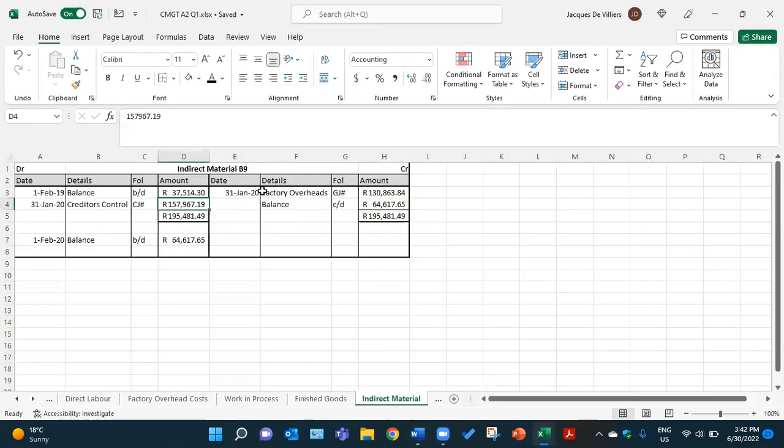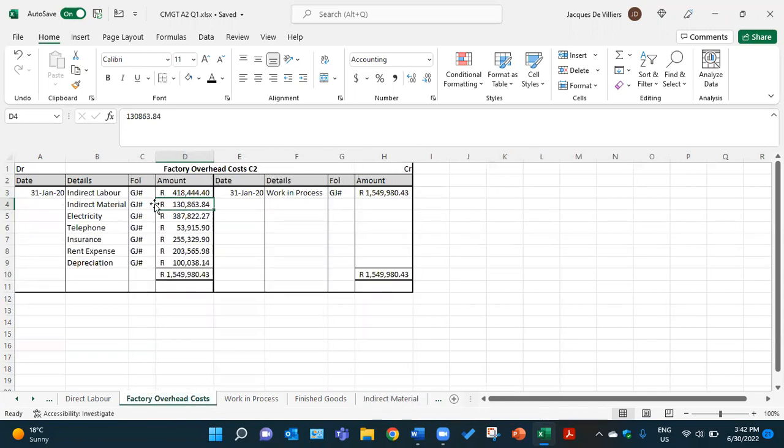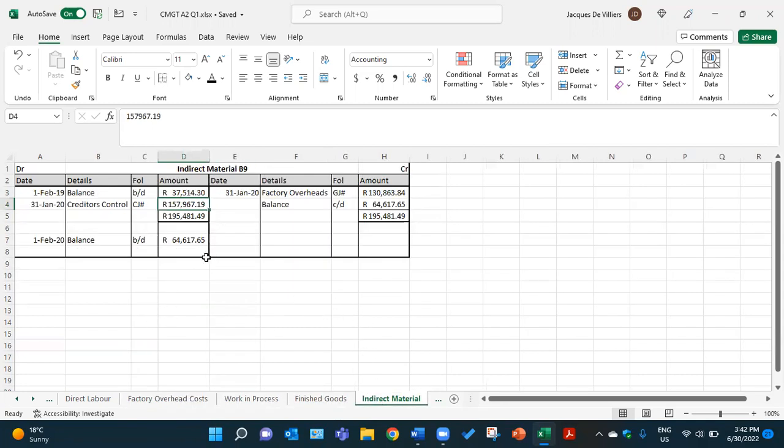Then we have the corresponding entry that we still have to do from factory overhead, for which we already did our ledger account. See, there it was, indirect material there, and that was what was recorded or issued to the stores. Then we put in the totals. We come up with a balancing amount, and that balancing amount we simply bring down to the next financial year's beginning. Okay, so I think you've seen how this works.